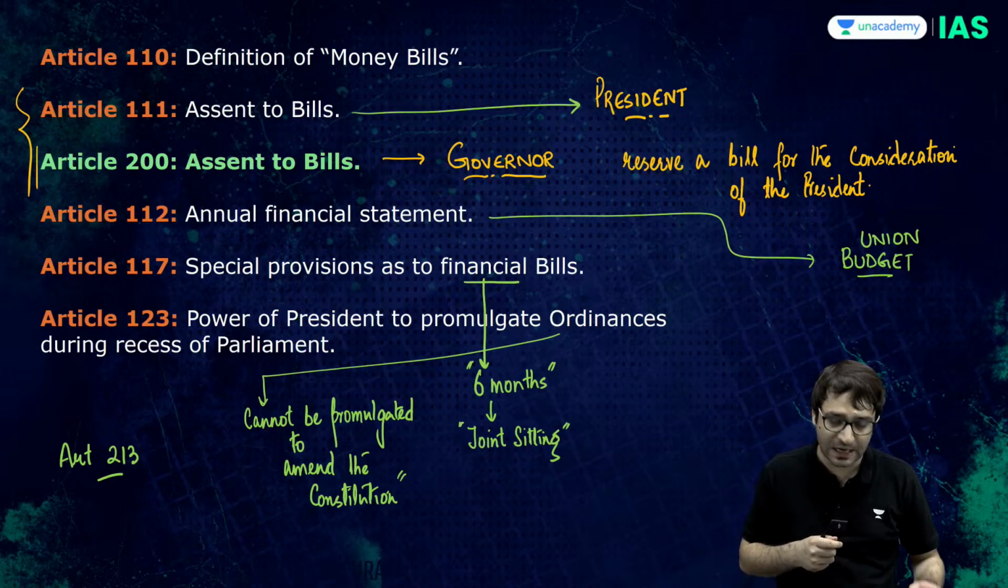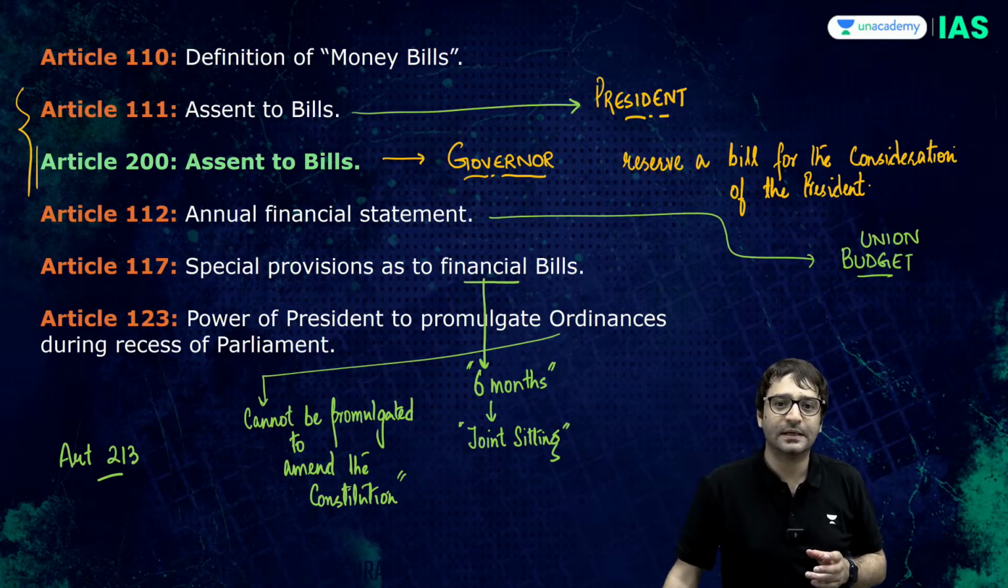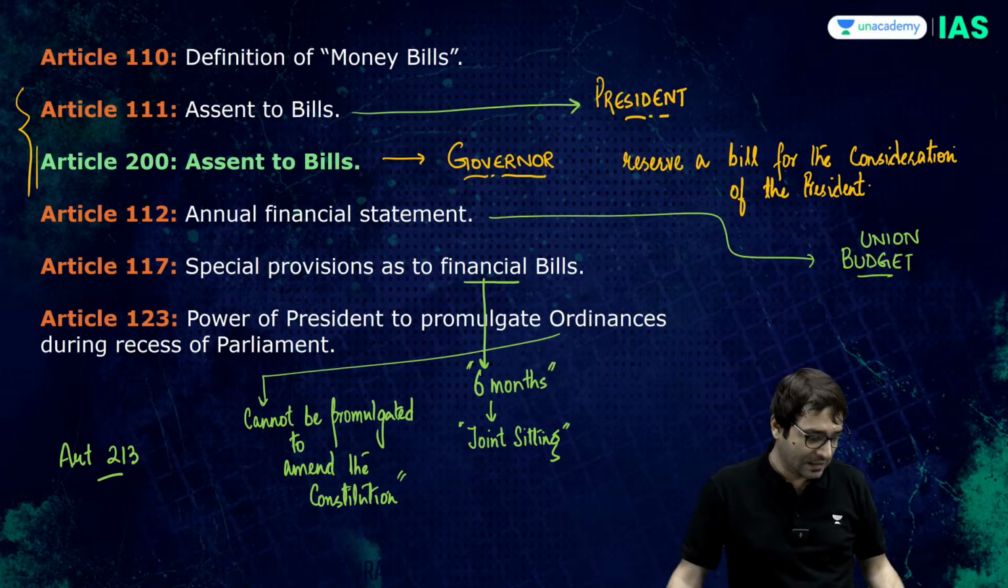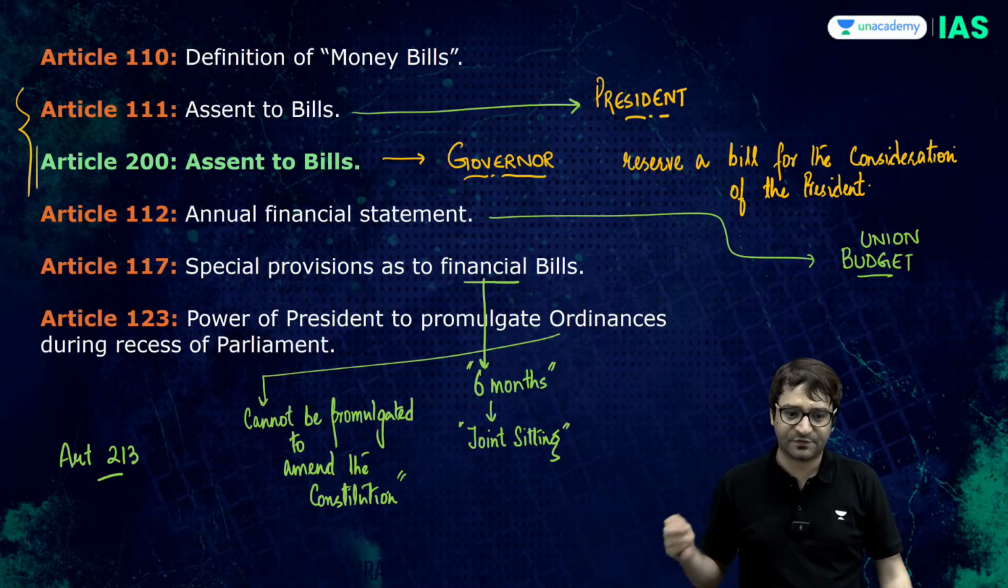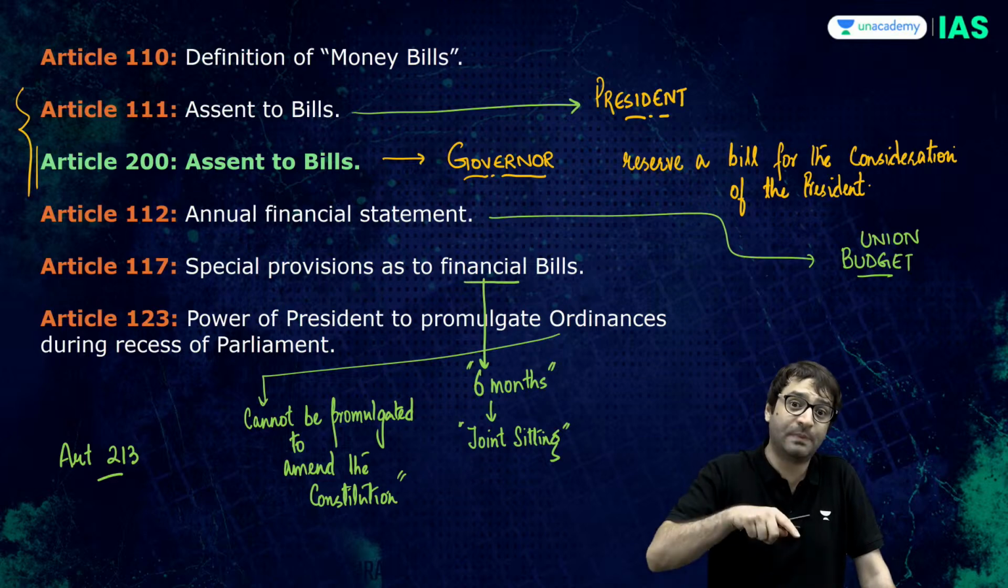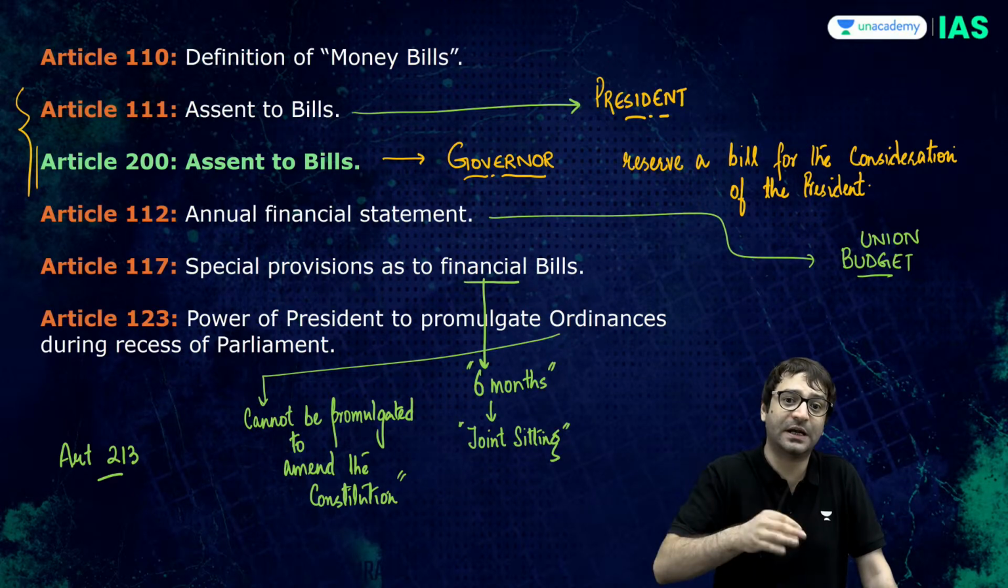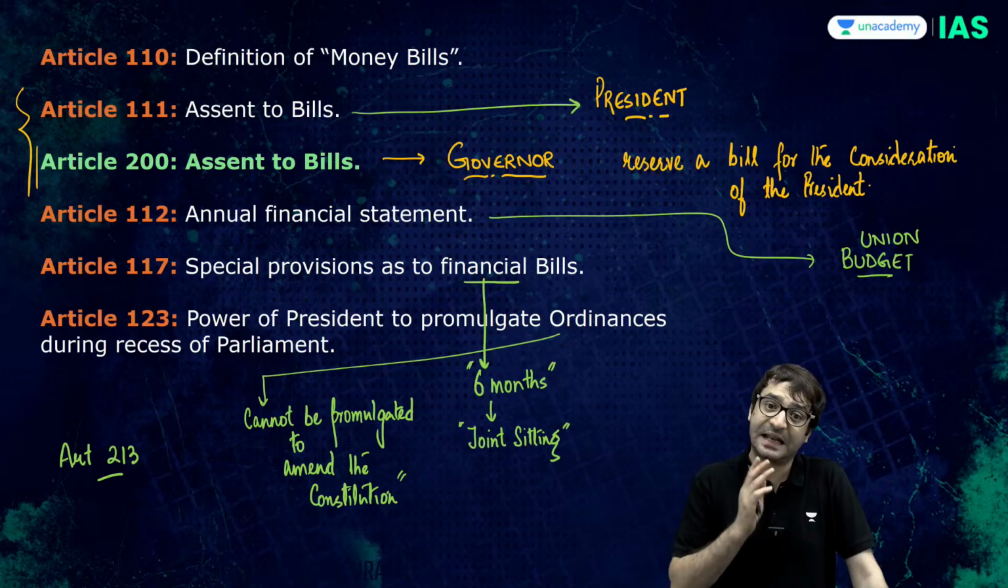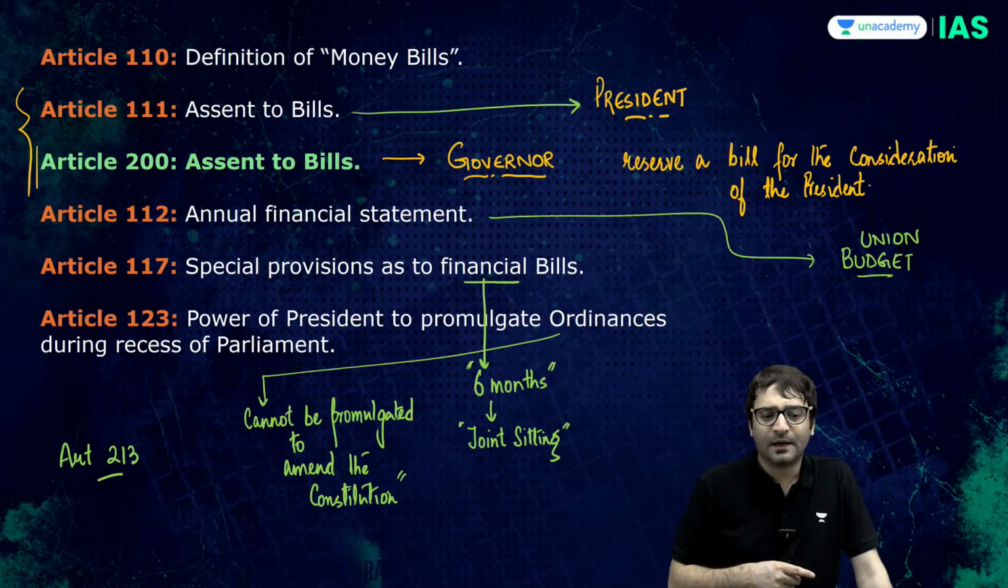But be that as it may, Article 123 talks about the ordinance making power of the president. Article 213 talks about the ordinance making power of the governor. Finance bill versus financial bill. Finance bill is a money bill. Financial bill is not a money bill. Financial bill is money bill plus something else. So finance bill is a money bill.